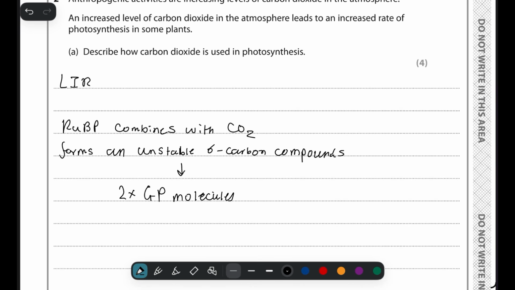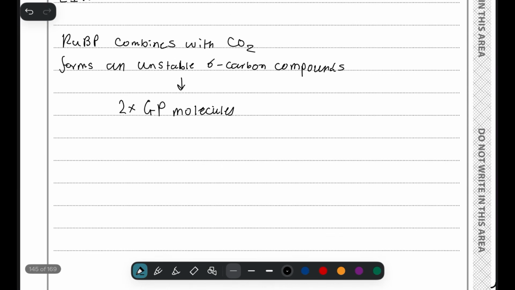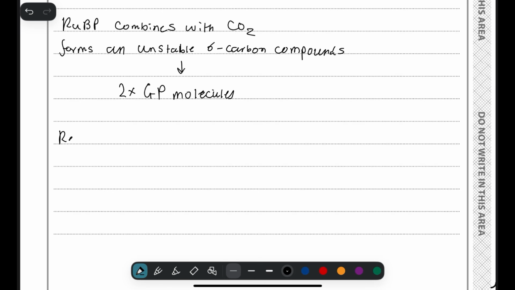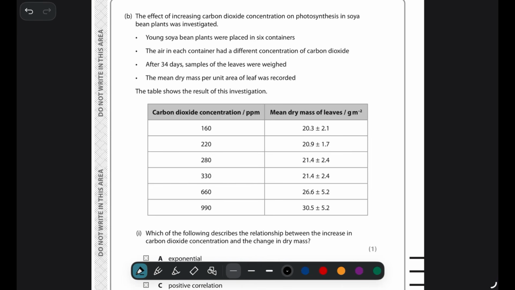However, I'm just thinking as well, what's another bit of detail I can add on just to sell it? I'll just say that reaction is catalyzed by Rubisco. Typically, if there's an enzyme involved in a reaction that you know, such as Rubisco, just mention it. Okay, so they're giving us more information about the carbon dioxide and the photosynthesis in soybeans.